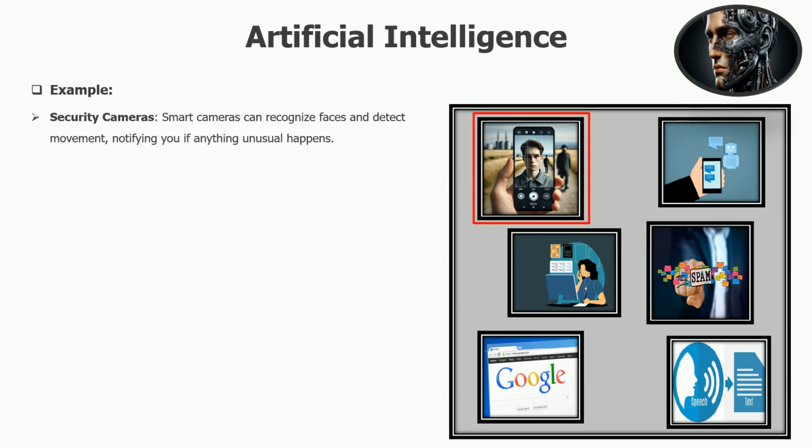Security cameras. Smart cameras can recognize faces and detect movement, notifying you if anything unusual happens. So we have the CCTV camera at our home or office, and we have features on that camera, like if there is any unusual face, or if that person comes again in front of that CCTV camera, it will detect and give you a notification. It can also detect any movement or any unusual happenings, so it will provide you some alert notification.